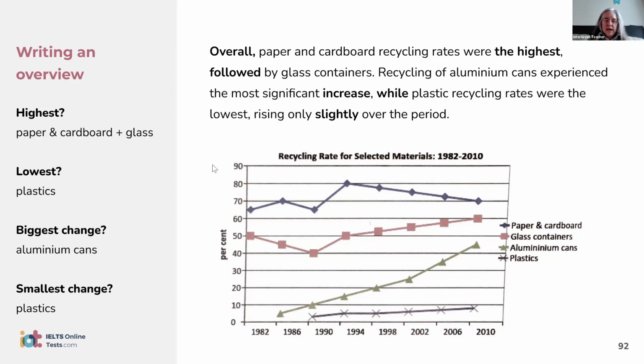Okay, let's read through it. So overall, paper and cardboard recycling rates were the highest, followed by glass containers. Recycling of aluminium cans experienced the most significant increase, while plastic recycling rates were the lowest, rising only slightly over the period.